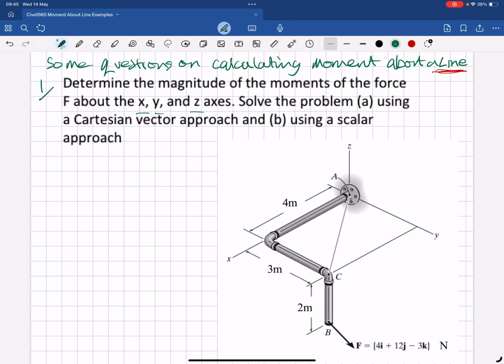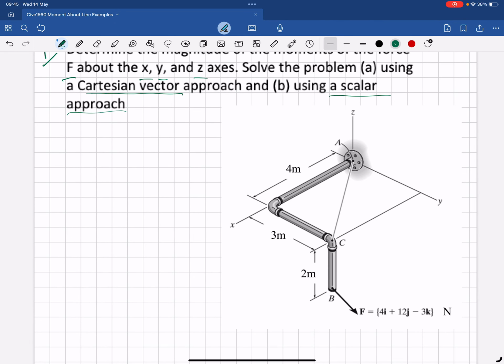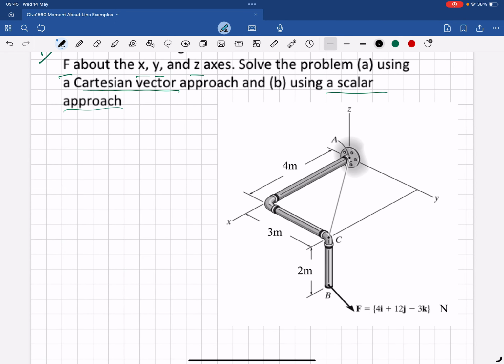So there's 3 answers. The force F about the axes X, Y and Z. Solve the problem A using Cartesian vector approach, so the vector approach, and B using a scalar approach. So that's in the traditional way you would have done it before doing vectors. So let's have a look at the problem here. We've got a force acting along this vector. Well, this is a force vector.